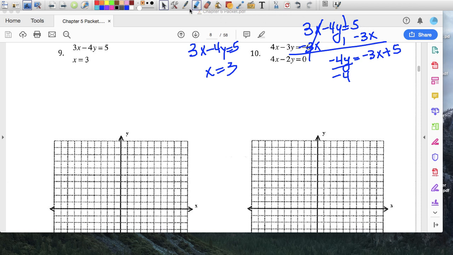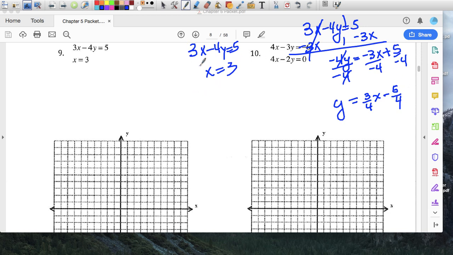So, I have to divide both sides by negative 4, so this is going to be divided by negative 4, and this guy is going to be divided by negative 4. So these two negatives become positive, so I get y equals negative 3 over negative 4, which is positive 3 over 4 x. But this is a plus and a minus, right? So positive and negative is going to be negative 5 over 4. And that's going to be my y-intercept.